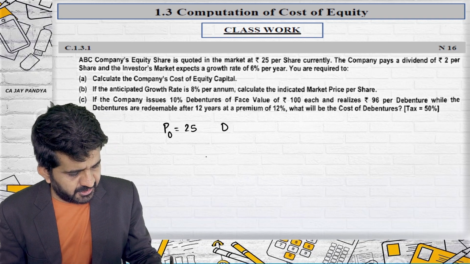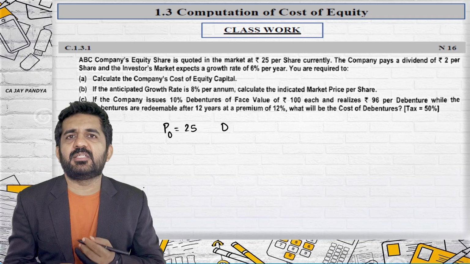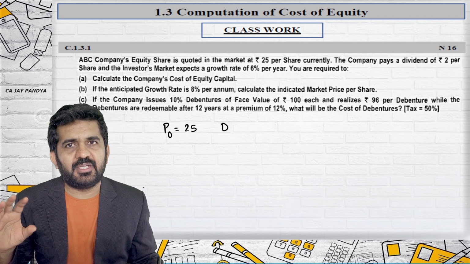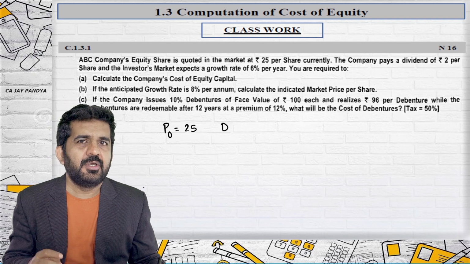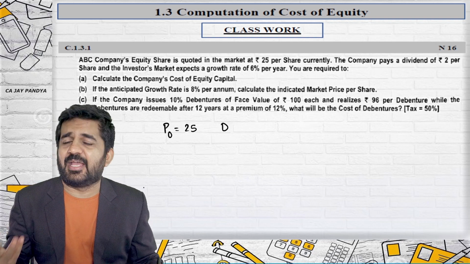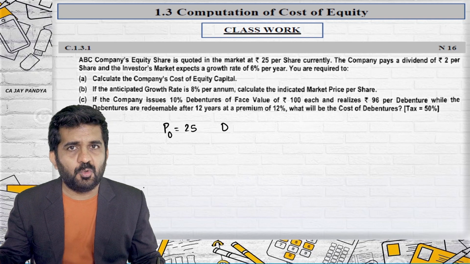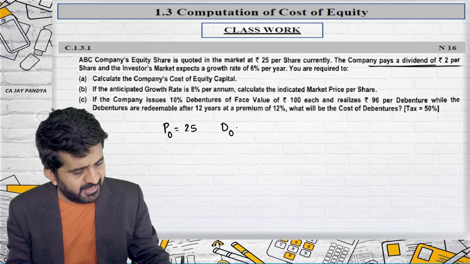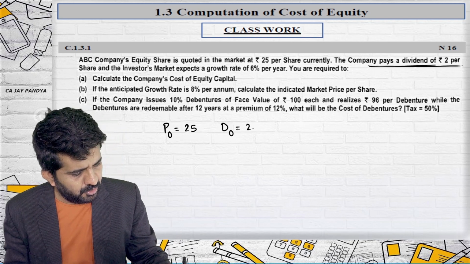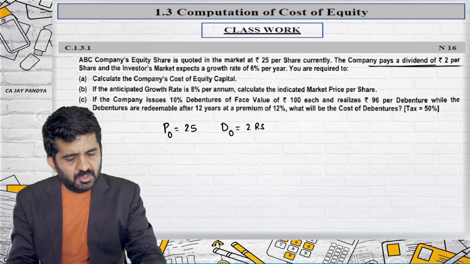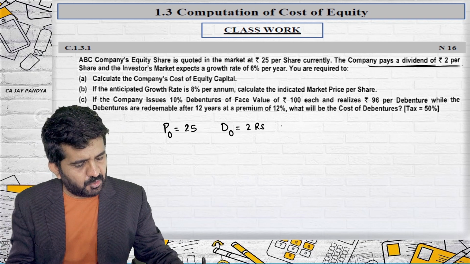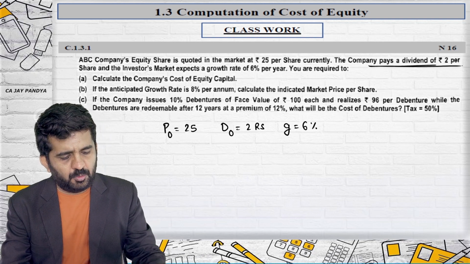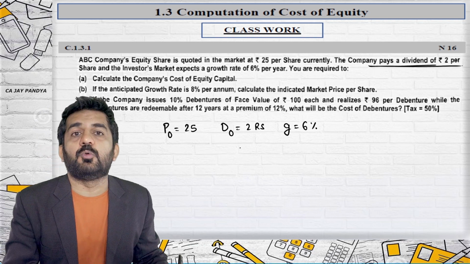Now try to understand, it is dividend, but whether it is D0 or D1, sometimes you will have to take it from the sentence which is written. Sometimes you just have to make some assumptions, whether you are assuming it as D0 or D1. The company pays, so it is already paid. I am assuming it is D0. It is 2 rupees. Shares in the investors market expects a growth rate of 6% a year. You are required to calculate the company's cost of equity capital.